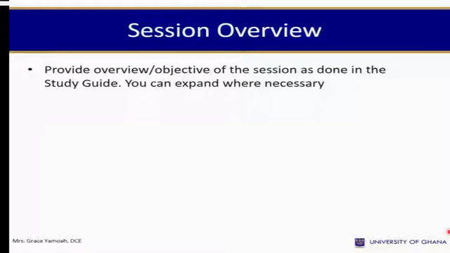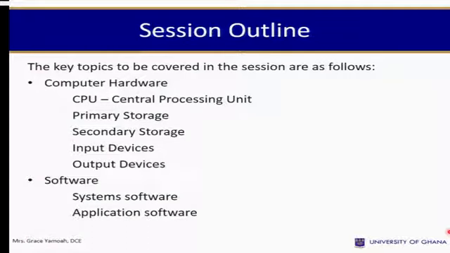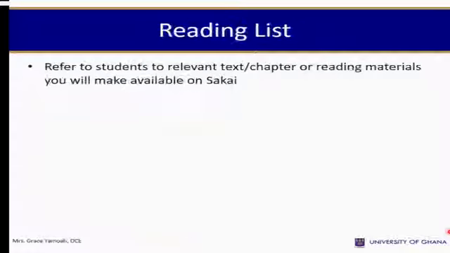We will look at the overview, objectives of the session, and the session outline. We will discuss computer hardware, where we will look at the CPU, primary storage, secondary storage, input devices, and output devices. Then we will look at the software, which is mostly grouped into 2 or 3: first, system software, and second, application software, special purpose software. The reading list you can find on your LMS on the UG website, which is the Sakai.